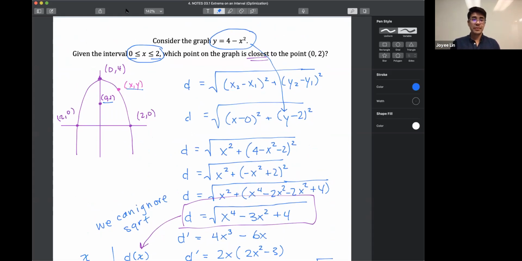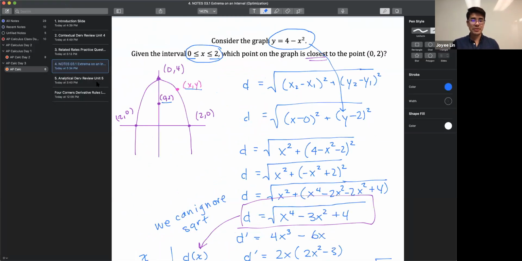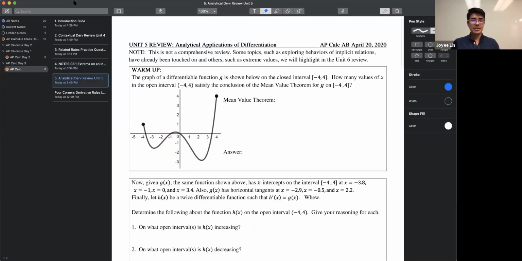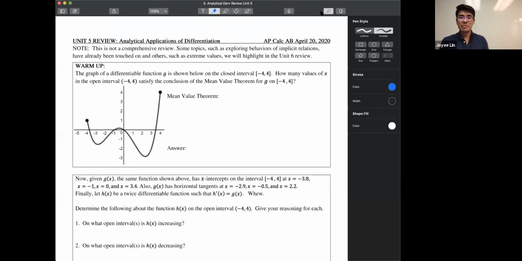Okay. I will make sure to post all these notes in Dropbox so you can see all my scribbles. Okay. Gonna get the class involved a little bit again. So we're gonna do some graph analysis now. For this graph analysis, we're asked about the mean value theorem. So my question to you is, how many values of x on the open interval, -4 to 4, satisfy the conclusion of the mean value theorem?